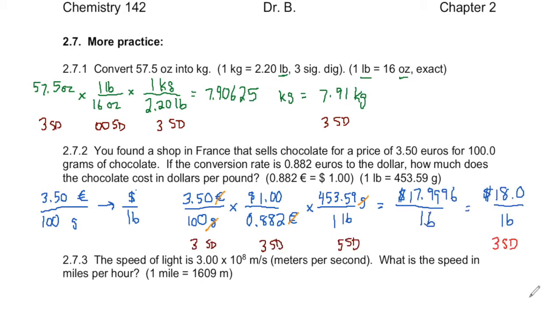So we come out with an answer of $18.0 per pound. 17.9996, but we only have 3 significant digits because of a few of our relationships there. So we know this price plus or minus 10 cents, $18.0 per pound. This next problem we already did in the lecture on unit conversions.